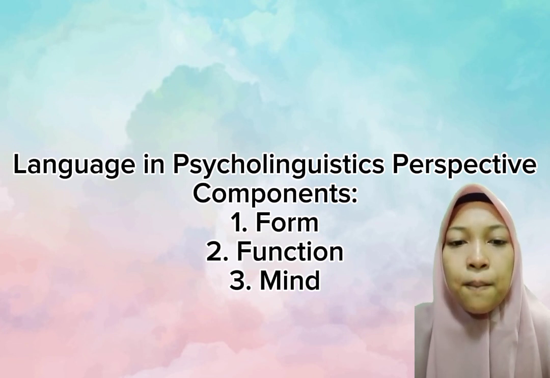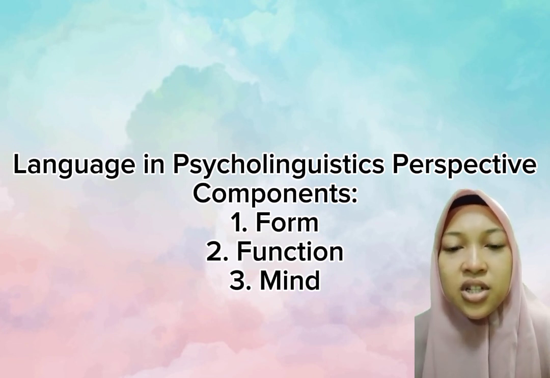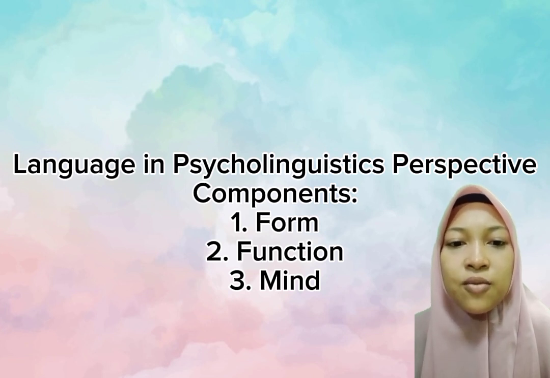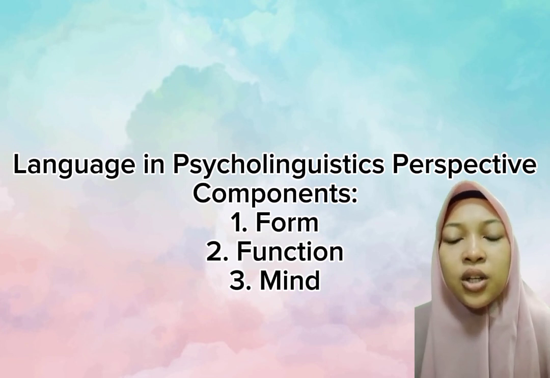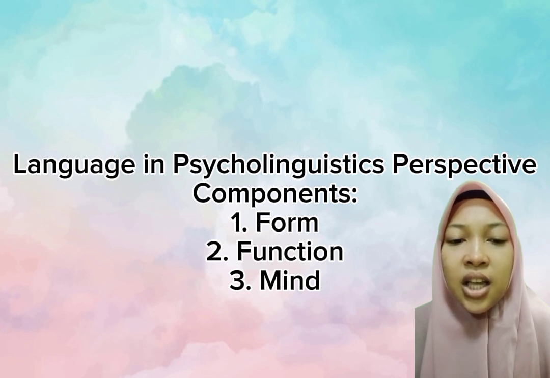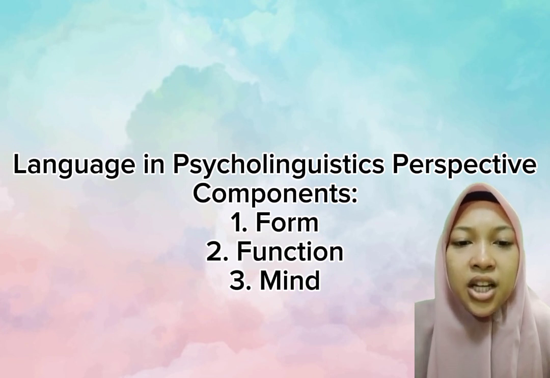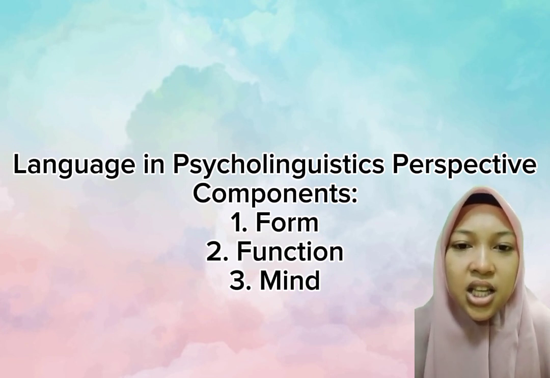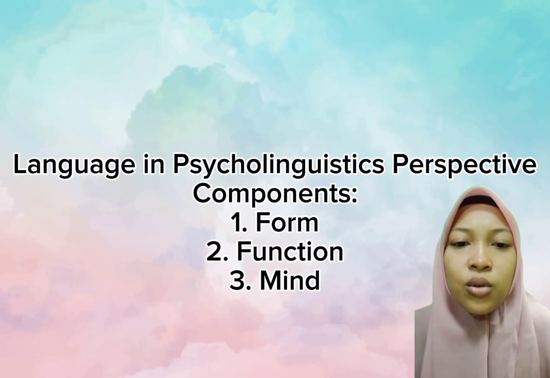And the last, mind, refers to the brain and cognitive process that enable humans to understand, produce, and interact with language. As a component of language understanding, how this mental process operates is important to understanding how language is used and understood by humans.